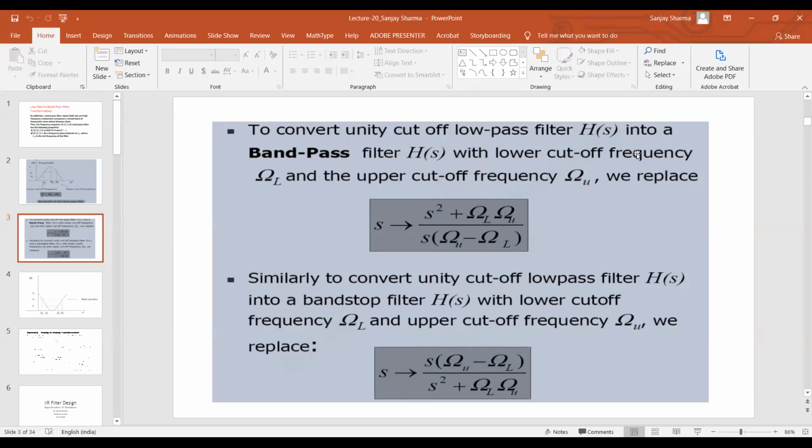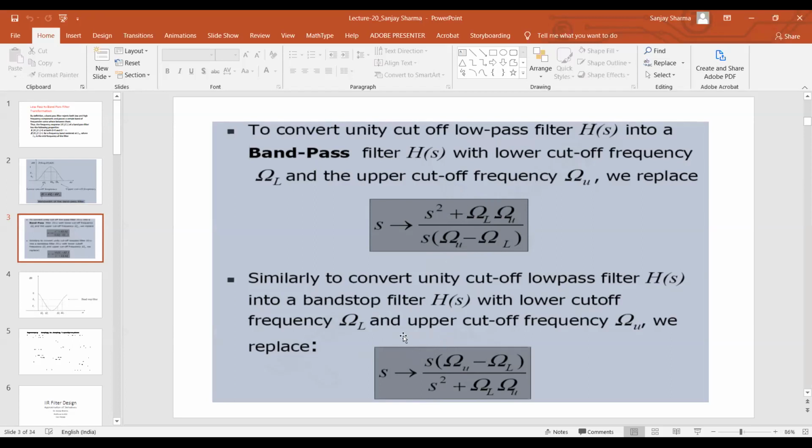What we will do is we will replace this S, which is there in the transfer function of the low pass filter prototype. Every S in the low pass filter prototype will be replaced with this term, (S squared plus omega L into omega U) divided by S into (omega U minus omega L). If you replace every S in the transfer function of the low pass filter prototype, the resultant transfer function that you will get will be of the band pass filter.